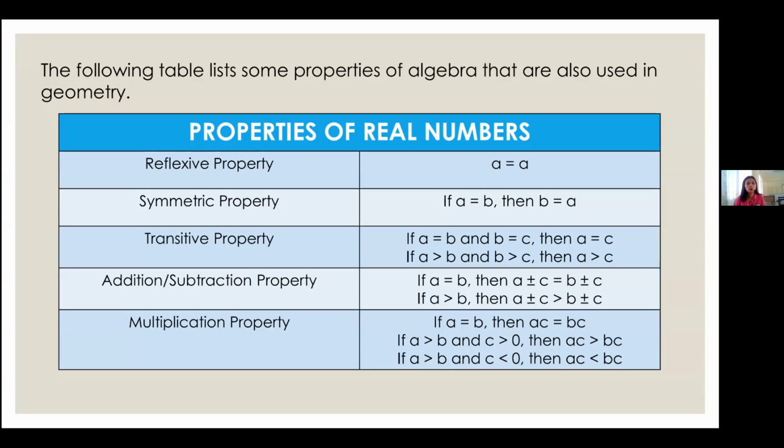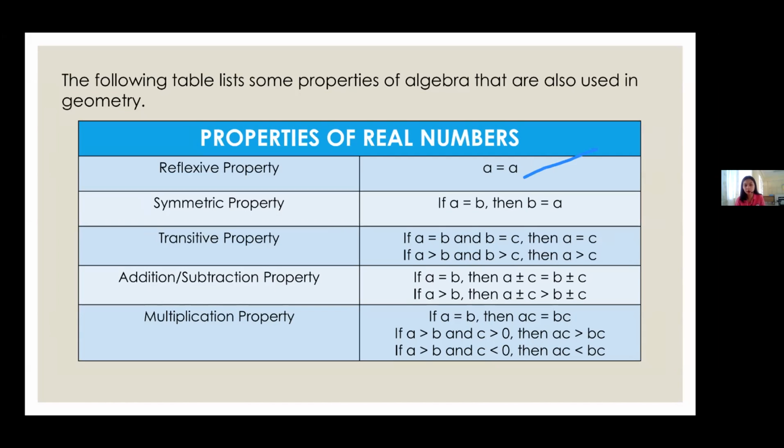Okay, so again, we have some properties of algebra that are also used in geometry. We have the reflexive property. So when we have the reflexive property, it means A equals A lang. Parang nananalamin lang, from the root word itself, reflexive, or reflection. Next po, symmetric property. Meron tayong if A is equal to B, then B is equal to A. Kumbaga parang reverse lang po.